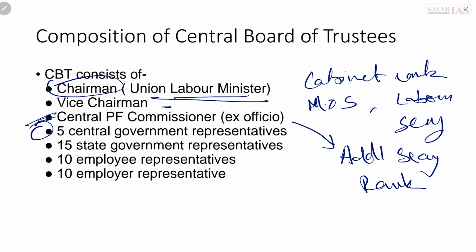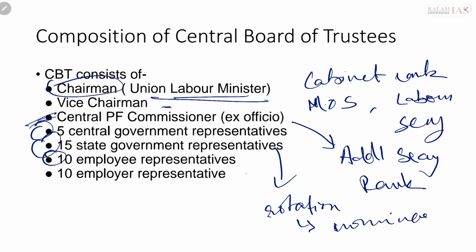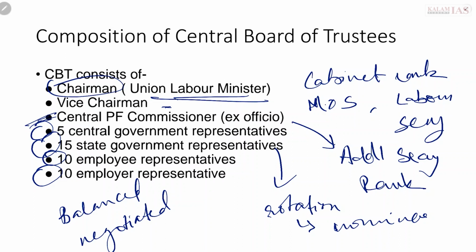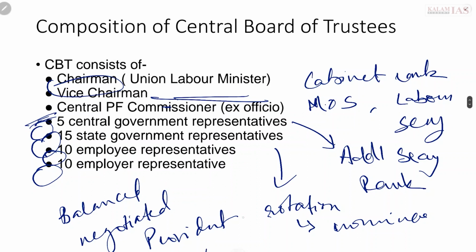Besides this, we have 5 central government representatives, 15 state government representatives on a rotation basis. Different states send their nominees. 10 representatives of employees and 10 representatives of employers. So, all of these comprise the Central Board of Trustees. These ensure that there is a balanced, negotiated approach for the future of Provident Fund. Okay.